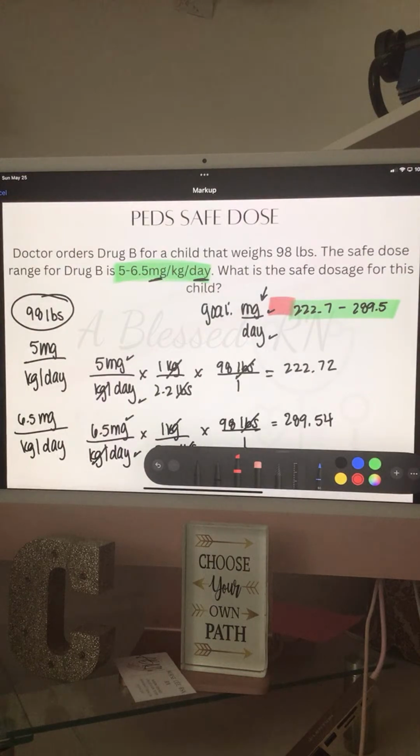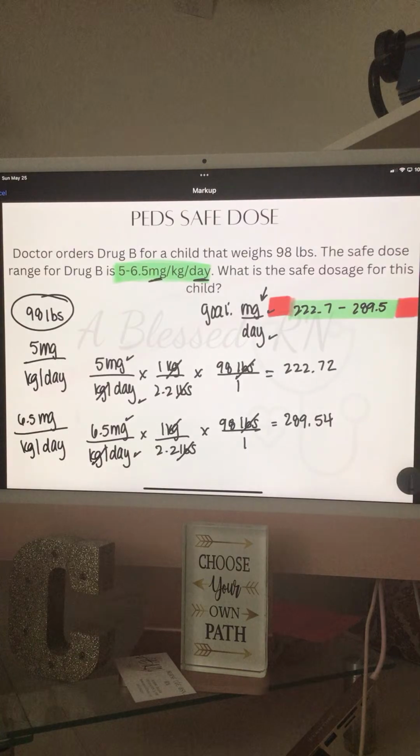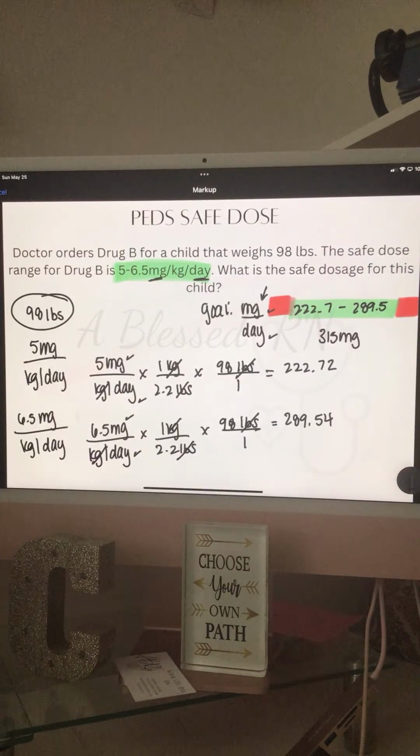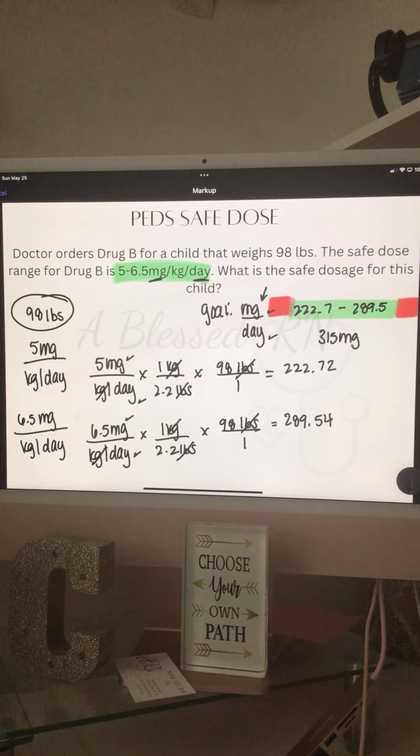Anything less than this or more than this is the red zone. So say, hypothetically speaking, because they didn't give us an order, say they ordered 315 milligrams per day for that patient. Would that be safe to give to the patient, or would it be unsafe? It would be unsafe, right? Because it falls in the red zone.